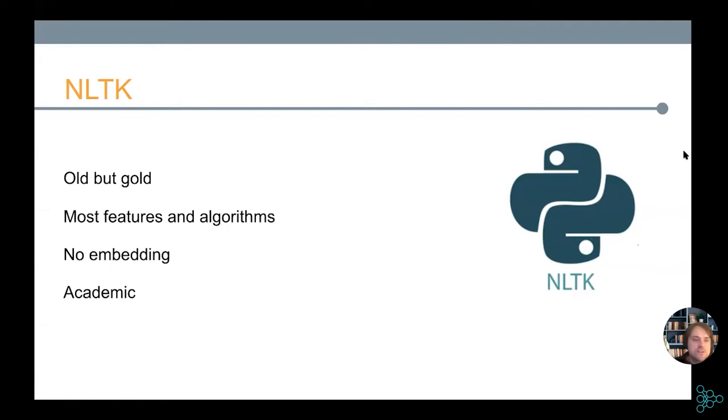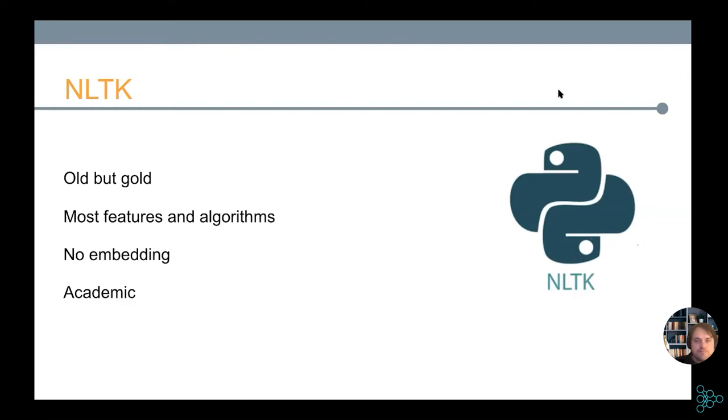The first one is NLTK, the Natural Language Toolkit. Very, very old, but gold as well, because it contains a lot of algorithms that our researcher needs. So the idea of NLTK is something that researchers can use. They don't have embeddings, unfortunately, which is this more advanced representation, and it's very popular with the academics.